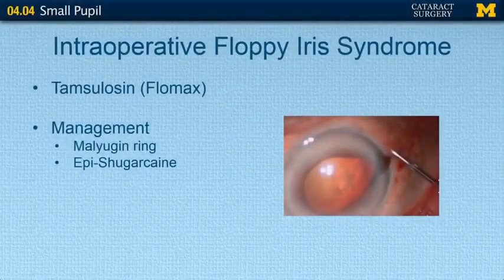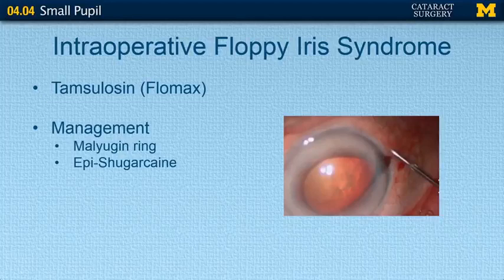Typical management includes the Malyugin ring or the use of epi-Shugarcaine. Epi-Shugarcaine is a combination of preservative-free epinephrine, lidocaine, and BSS. So you get a combination of maintaining pupil dilation as well as anesthesia.